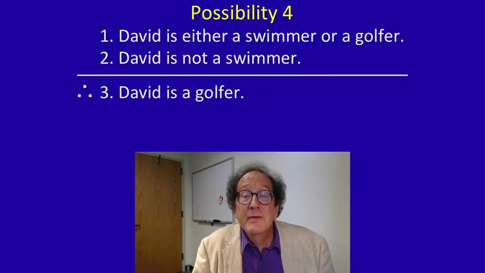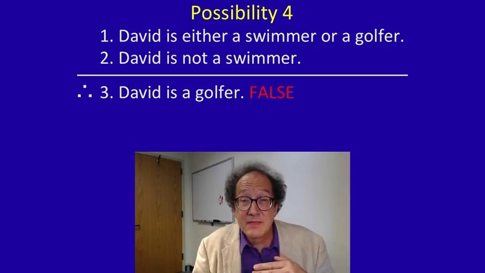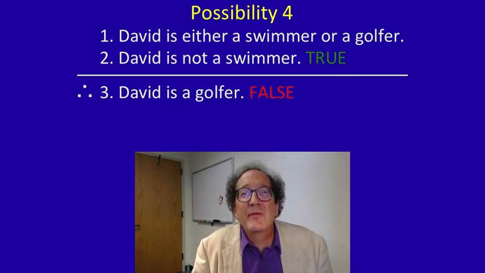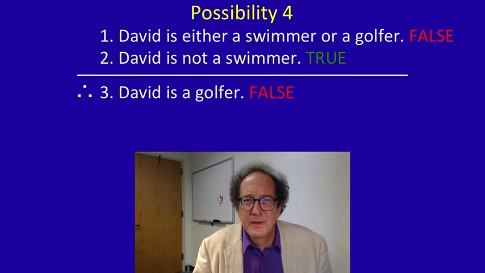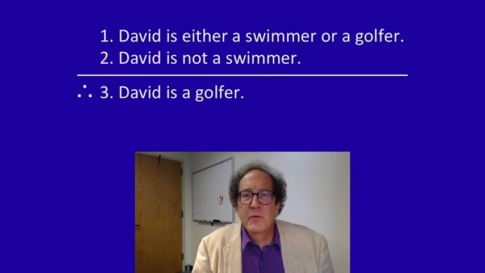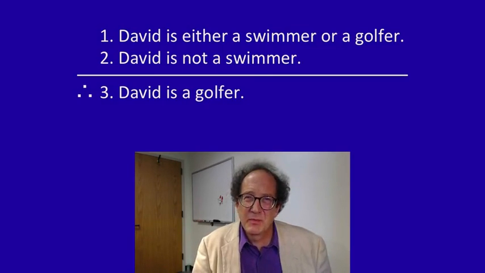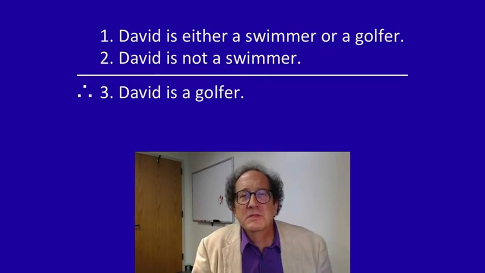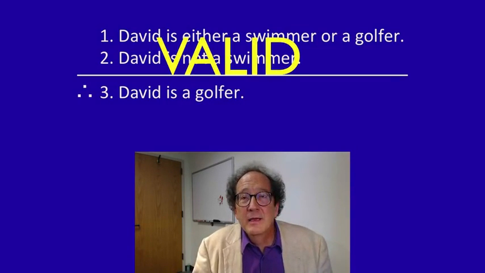Now suppose that he's neither a swimmer nor a golfer. Well, then the conclusion's false, and that second premise is true, but wait a minute, now the first premise is false. Because the first premise says he's either a swimmer or a golfer, and this story is saying that he's neither. So those are the four possibilities, and there's none of them where the premises are true and the conclusion's false. So it's not possible for the premises to be true and the conclusion's false in this case. So this argument is valid.